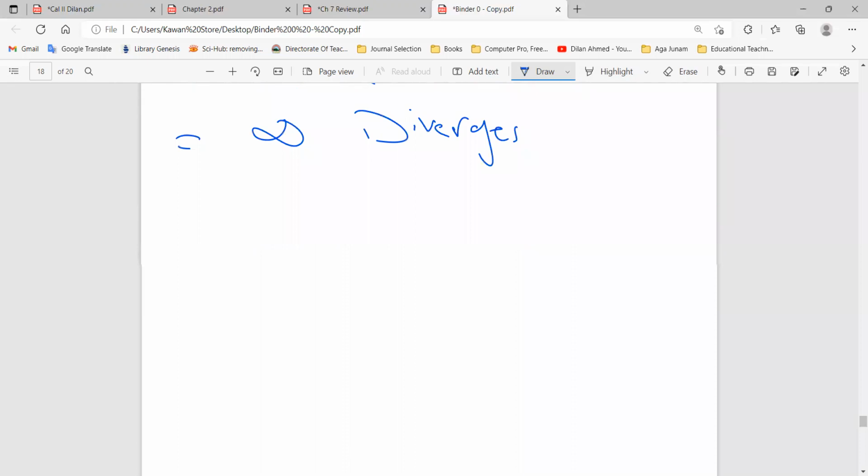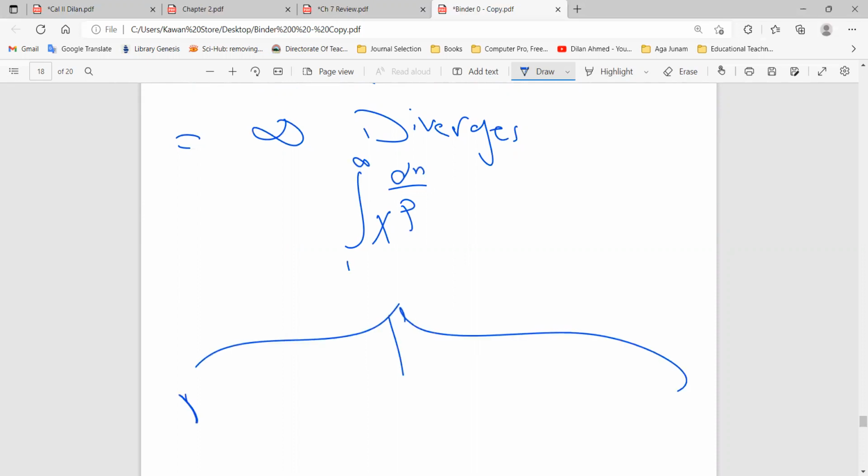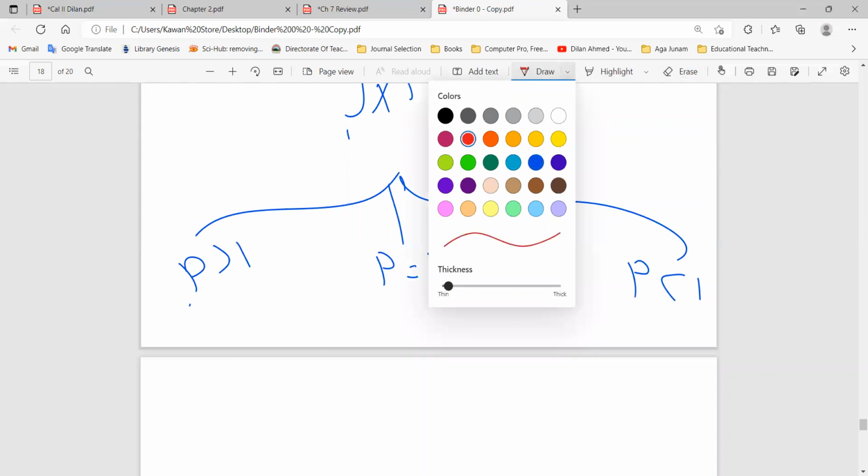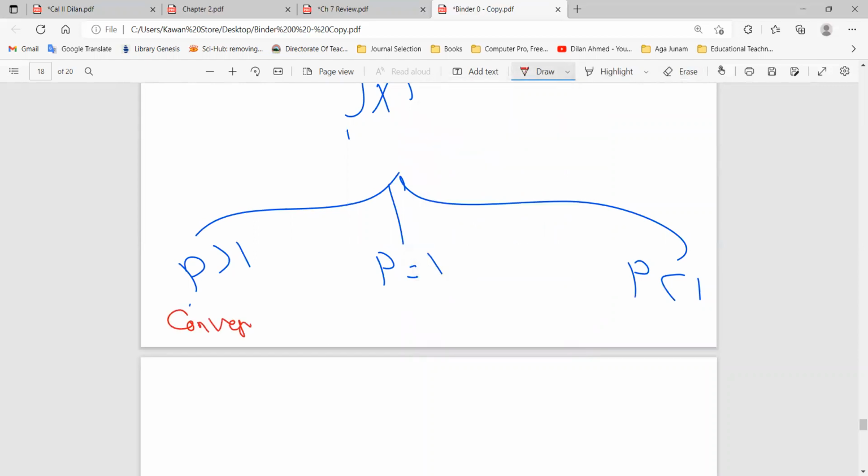So look at these cases, it's your time to tell me. Tell me about 1/x^p. If p is greater than 1, in that case we call it what? Converge. How about p less than 1? How about p equal to 1?